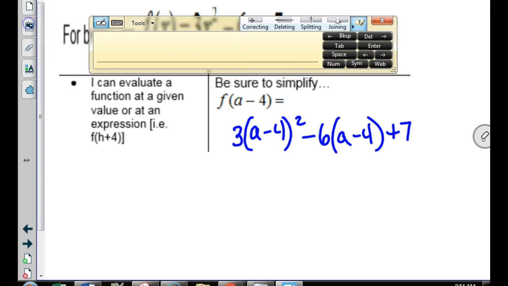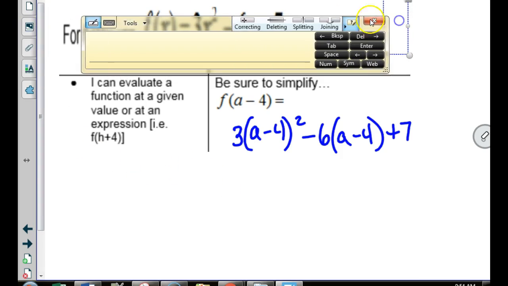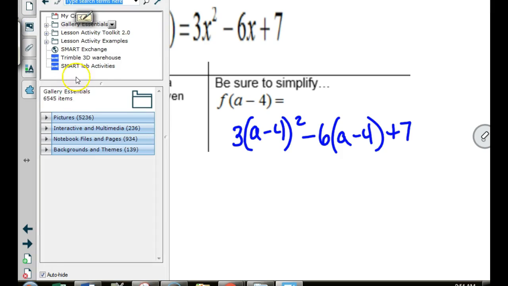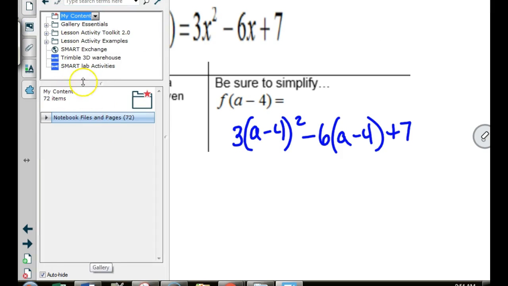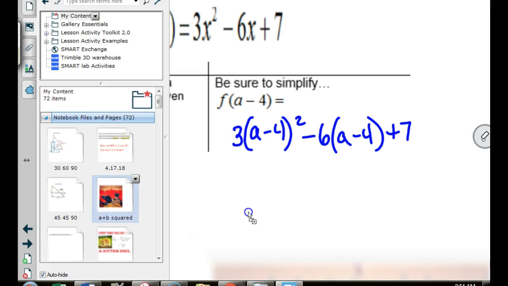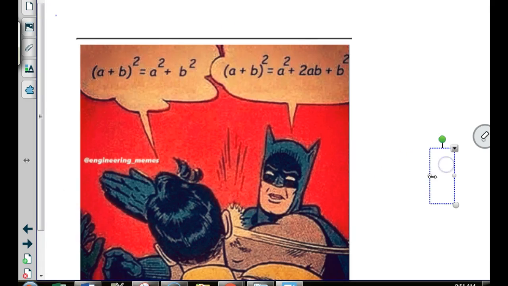I've got to see if I have the meme here. I think I checked the other day and I have it in my little box of magic here. Here you go. a squared plus b squared is a squared, a plus b quantity squared. Here's Robin, here's Batman. He said, no, it's not. Got to foil it out, right?